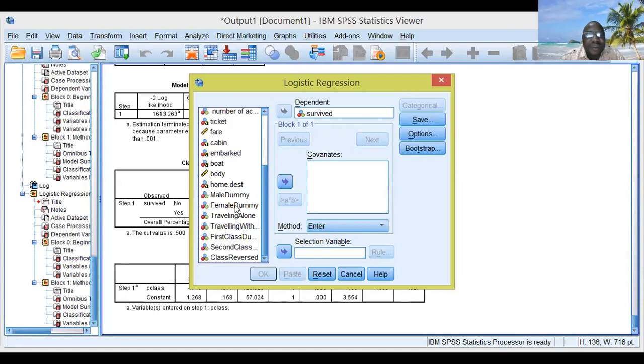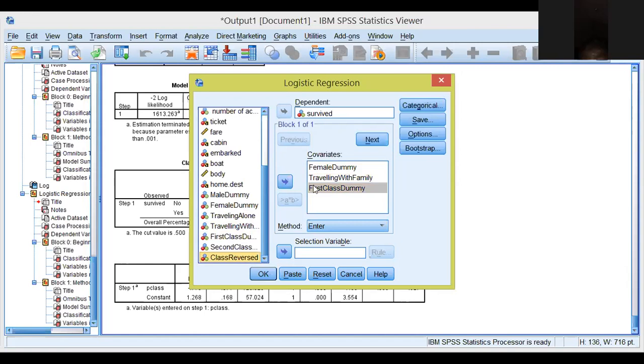Then put your reverse class. That's what we want to use. Put that reverse class. Class reverse. No, not first class dummy. Let me remove it. Okay.